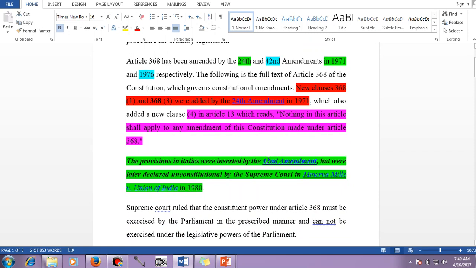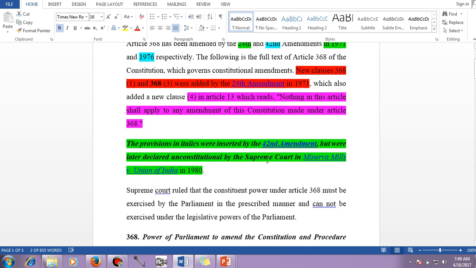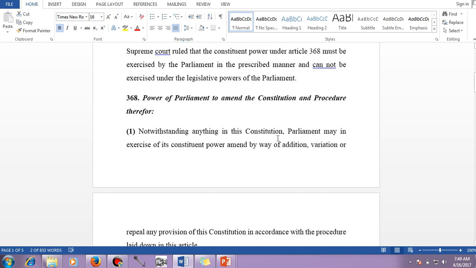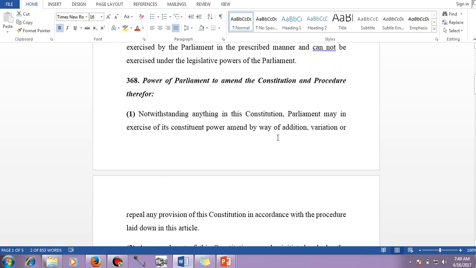Now coming to the 42nd Amendment of the Indian Constitution, which was made to amend Article 368, but later on it was repealed because of a case in the year 1980, Minerva Mills versus Union of India. We'll be talking about it some other day. Now, the power of Parliament to amend the Constitution and procedure therefor. The first and the third clauses have been added by the 24th Amendment, done in the year 1971.